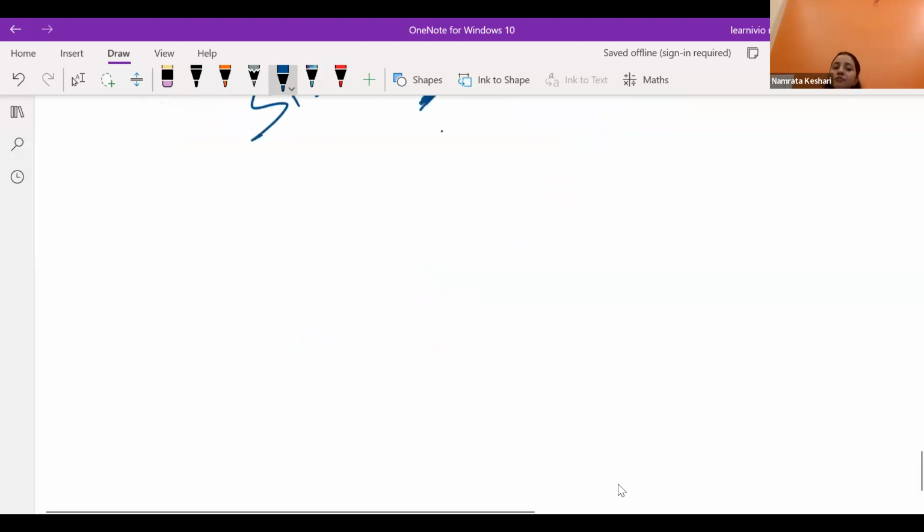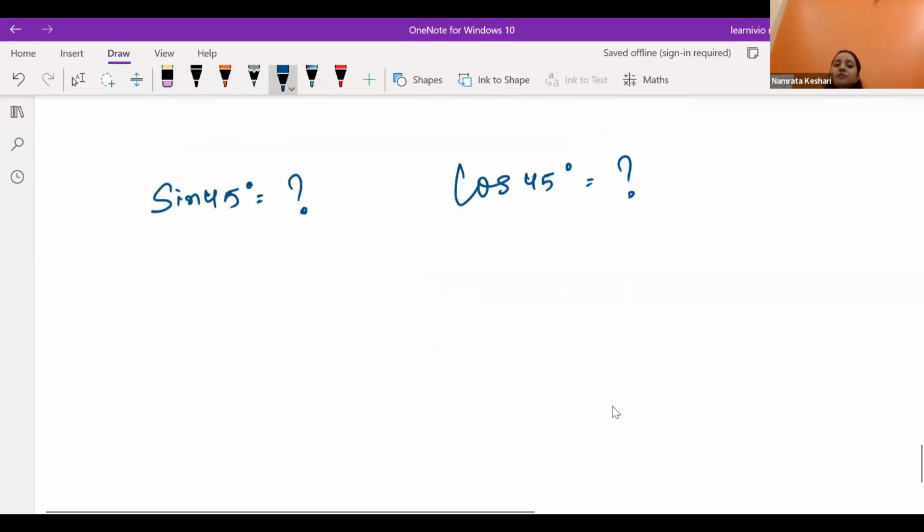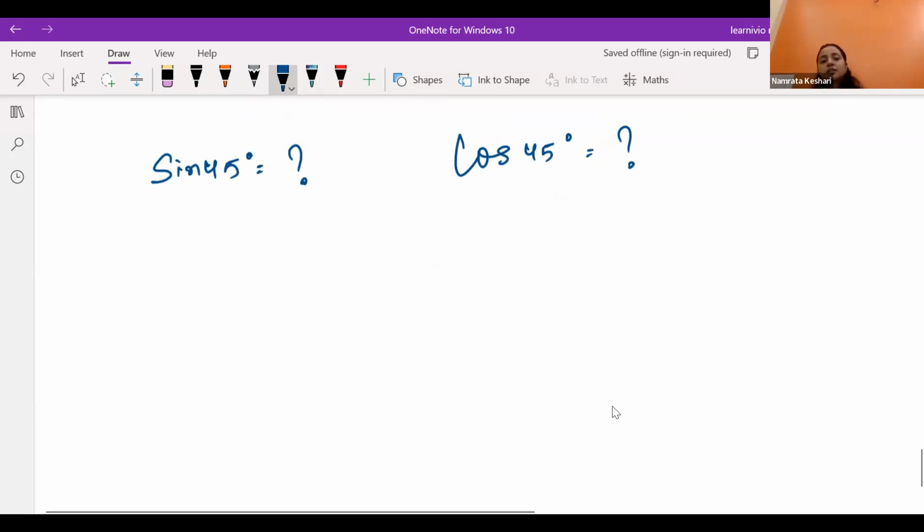Now we will be finding the value for sine 45. Directly I can also tell you what is the value for sine 45, what is the value for cos 45, but let's find it. Okay, let's try finding. So how will we get 45 degrees?